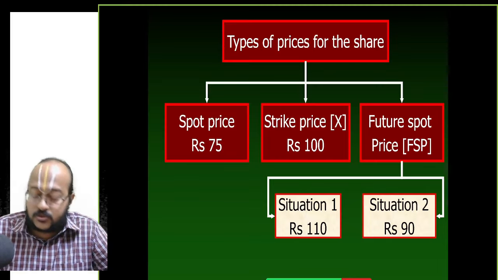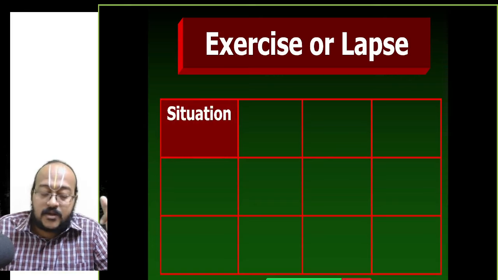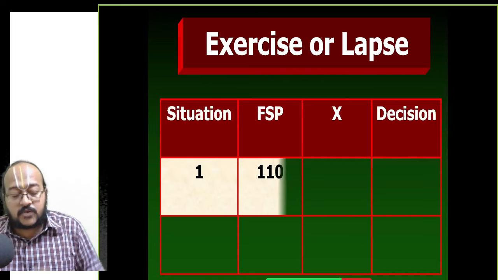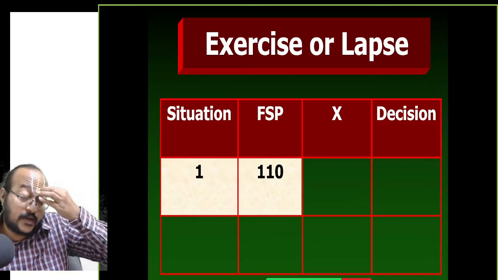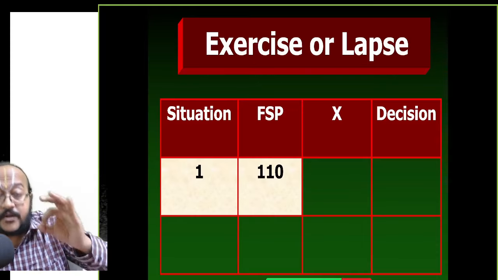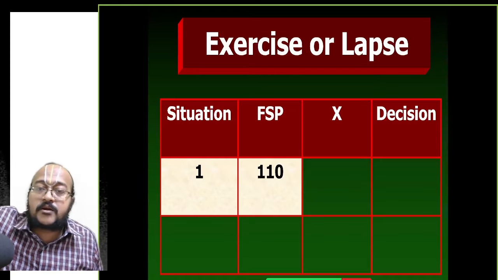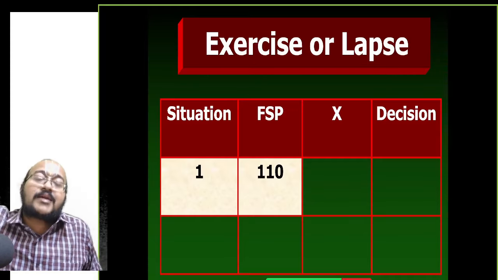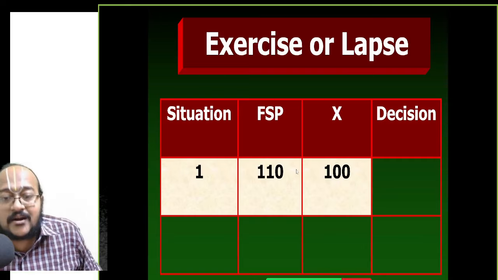Okay, this is the same as the earlier call option situation. Now we will discuss how it is different. See, exercise or lapse: situation, FSP, X, and decision. In the first situation, your future selling price, FSP, becomes 110, which is the future spot price, while the share price today is 75. In our example, Reliance share price is 2000 rupees, and it becomes 2500 if it increases further. What is your X? Strike price. Strike price is 100.